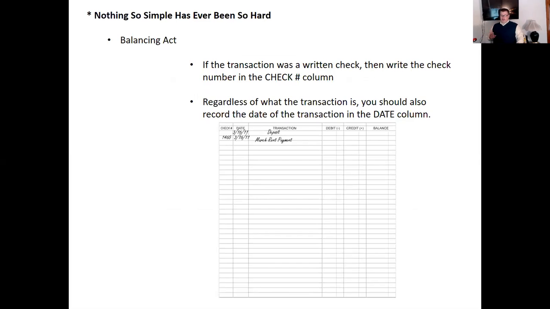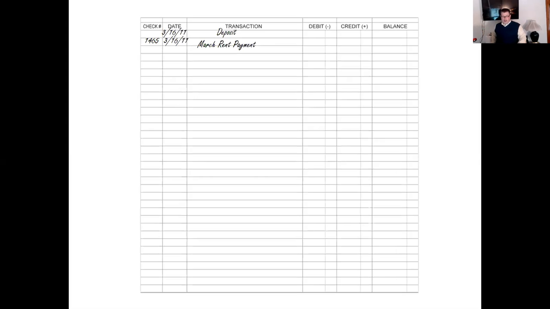So regardless of what the transaction is, you should also record the date of the transaction in the date column. And so it would look something like this. On March 16th, 2011, we had a deposit, and then we wrote check number 1465 on March 16th as well for our March rent payment.